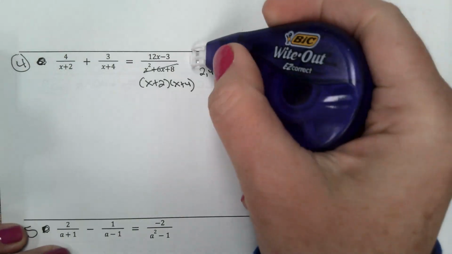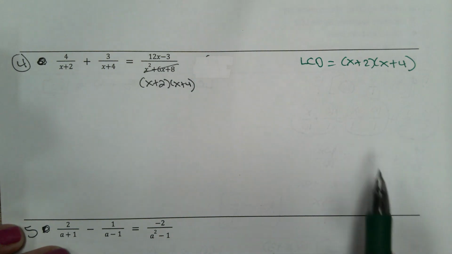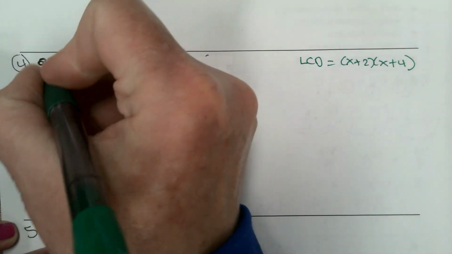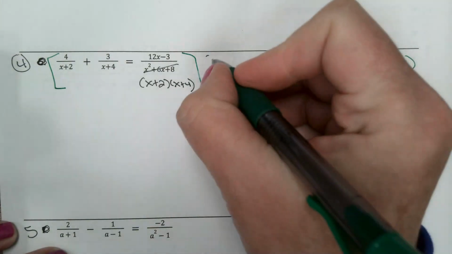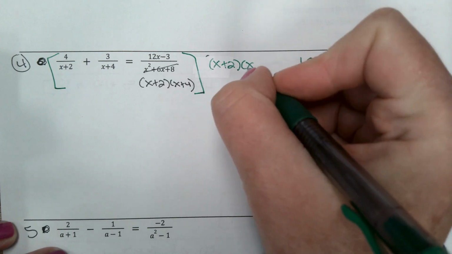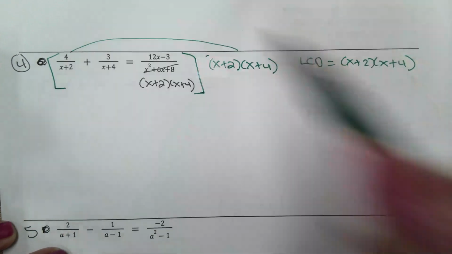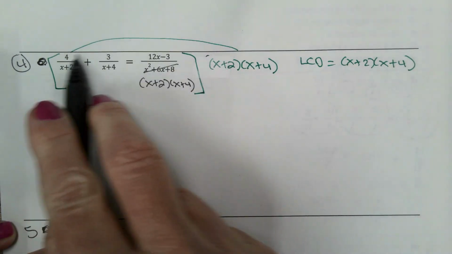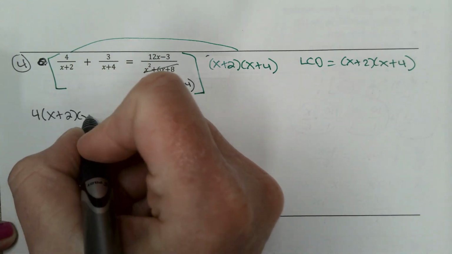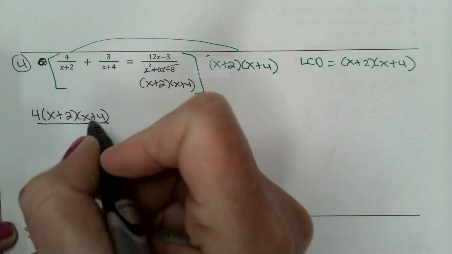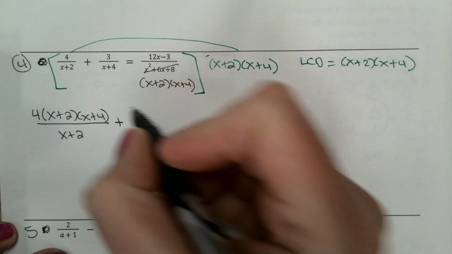And I probably should have done that somewhere else off to the side, so I'm going to erase that so that I can keep this clean. I'm going to multiply every single term by my LCD, which is x plus 2, x plus 4. So I'm going to multiply these two terms by the first one. So when you multiply your numerator straight across, you get 4 times x plus 2, x plus 4, and then you have the x plus 2 in the denominator. Bring down your plus sign.